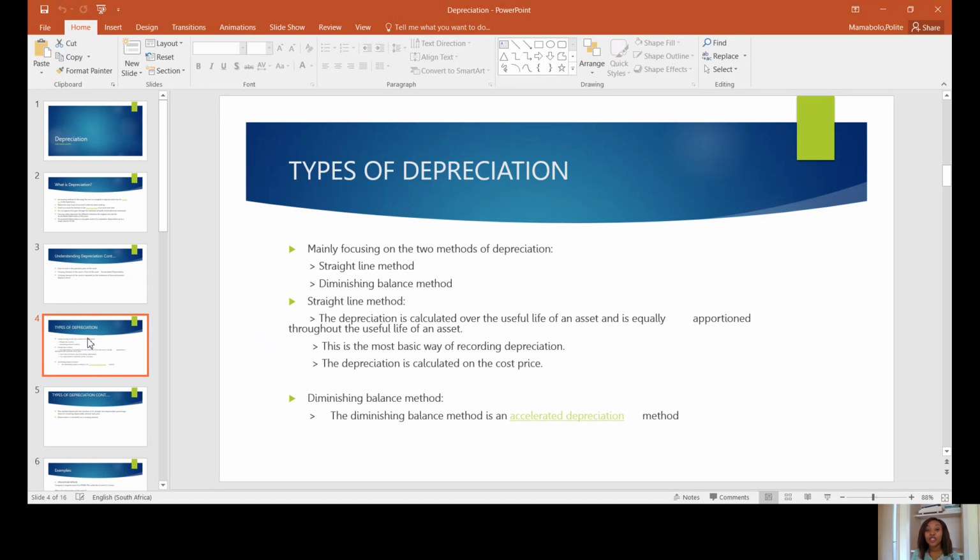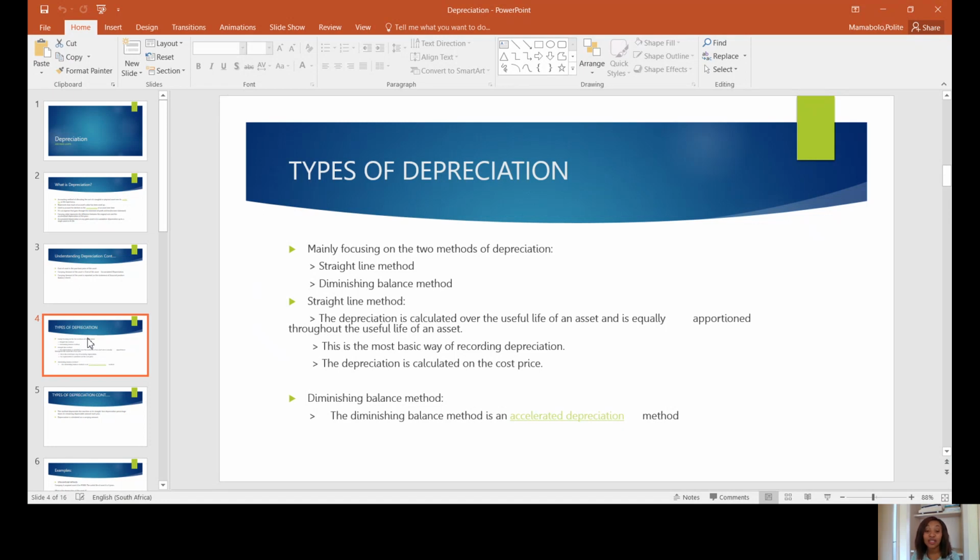What are some of the types of depreciation? We'll be focusing on the two types of depreciation, being the straight line method and the diminishing balance method. The straight line method is calculated over the useful life of an asset and is equally apportioned throughout the useful life of the asset. It is the most basic way of recording depreciation, and it's so easy. So basically, even in your first year of depreciating the asset, the depreciation is 1,000. It means that throughout the useful life of the asset, the depreciation will be 1,000 every year. And the depreciation is calculated on the cost price.